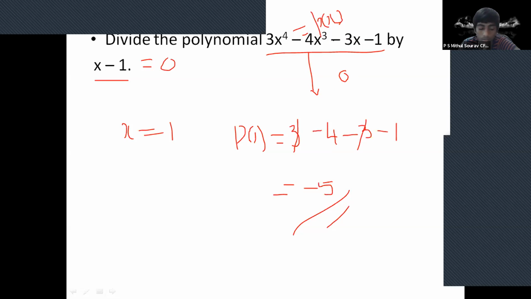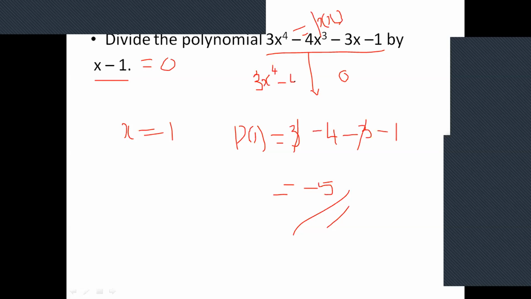Replace that square term by 0. You have to rewrite this as 3x power 4 minus 4x cube, and then there is no square term, correct? So you add 0x square here, minus 3x and then minus 1. Then you will be able to do it properly. If you have done anything wrong, you use this and then you will be able to do it.